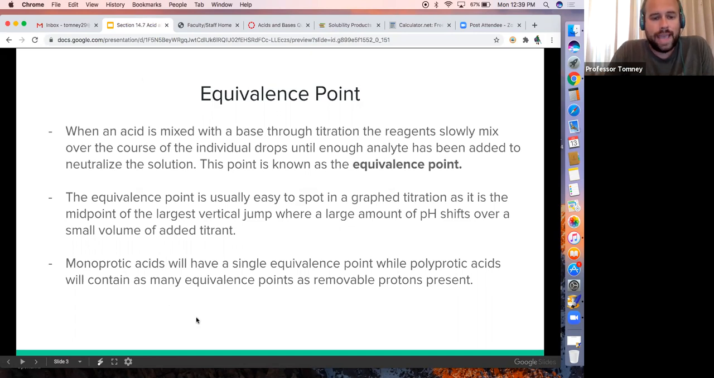So for monoprotic acids, we're going to have a single equivalence point. And if you've been working with your lab that's going to be due tomorrow, we're going to have polyprotic acids, all right?